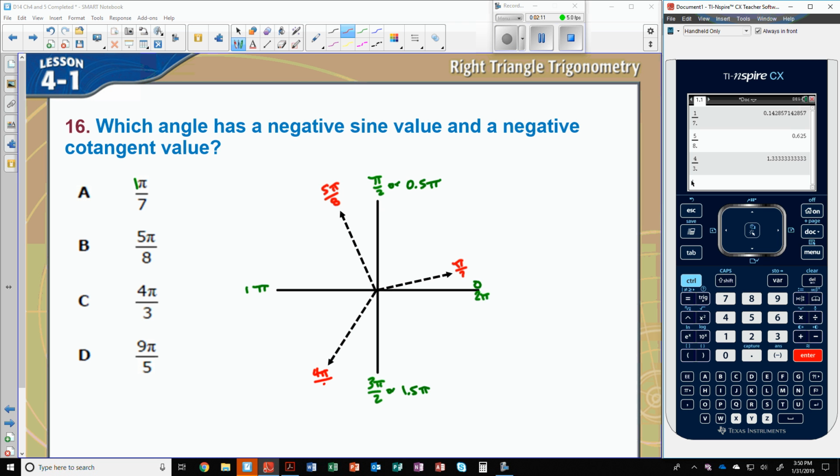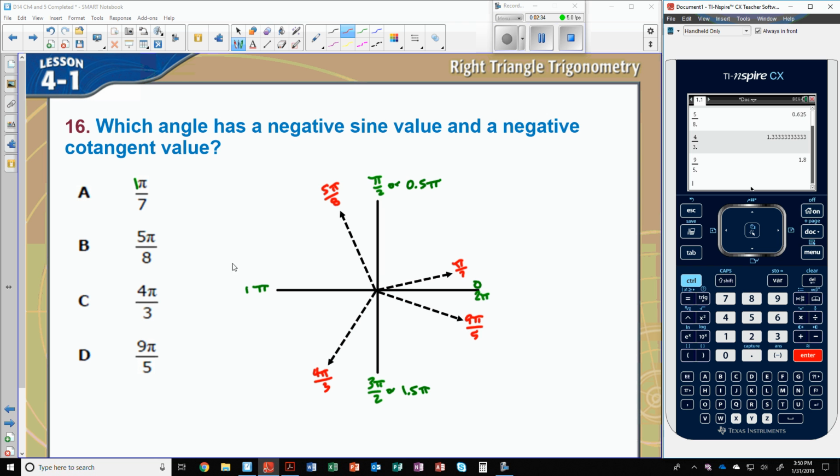4 pi over 3. And then finally, 9 pi over 5 is nearly 2. That's actually 1.8. So that would be over here somewhere. This would be 9 pi over 5. I'll just show you 9 divided by 5, and you put the decimal, it's 1.8. So that's how we get these values.